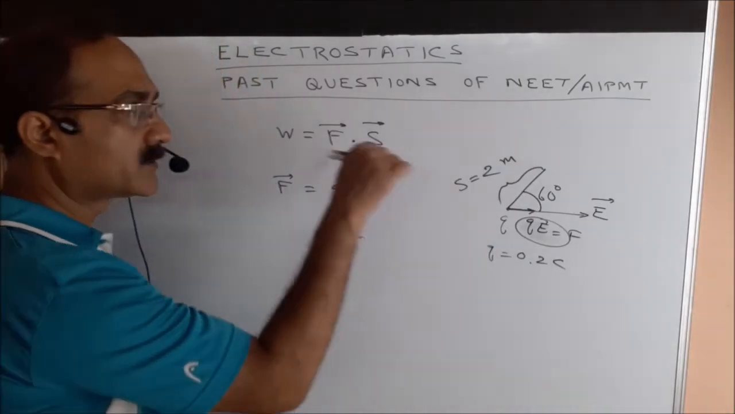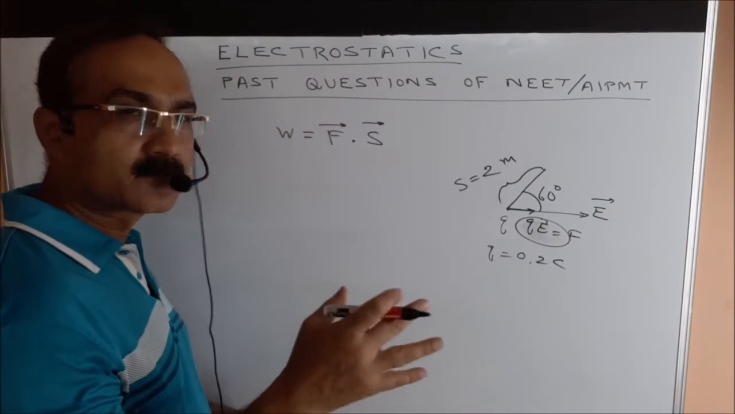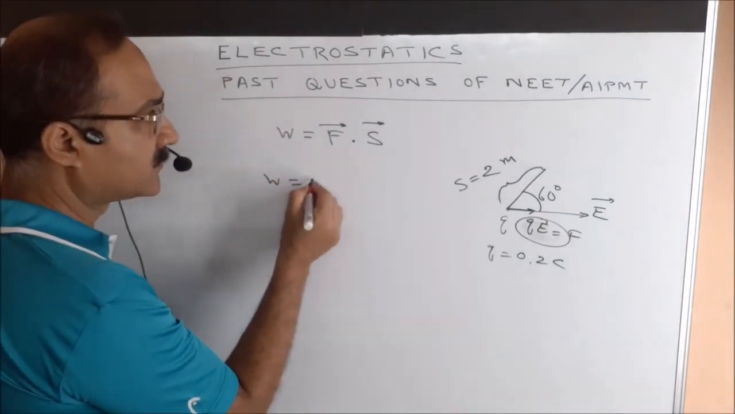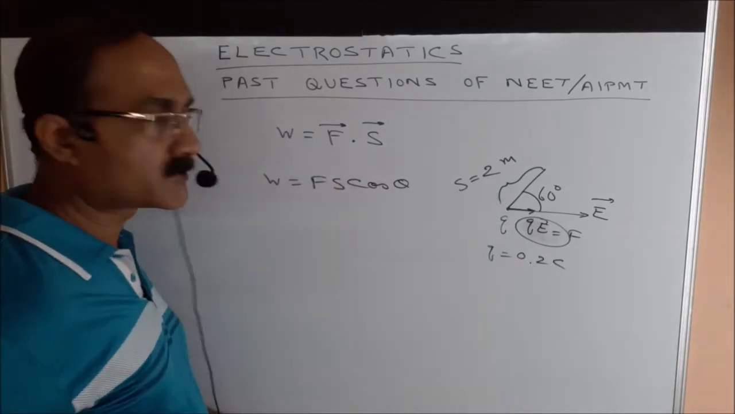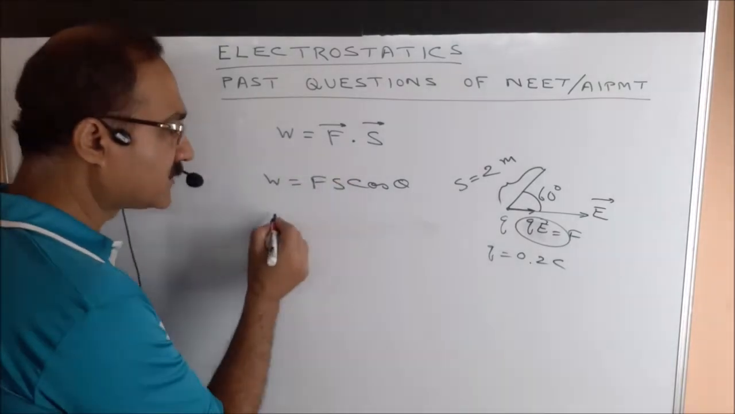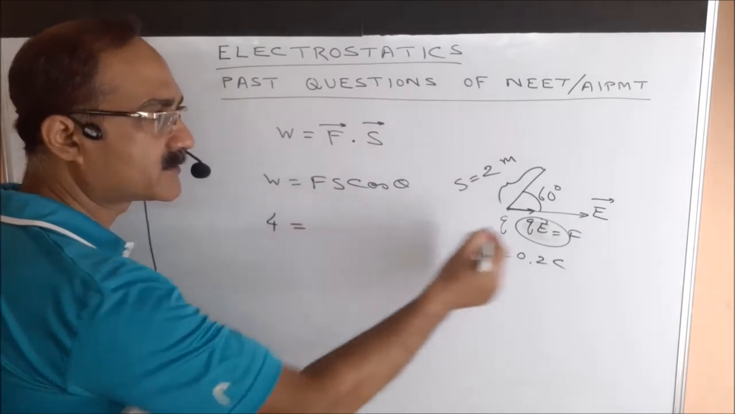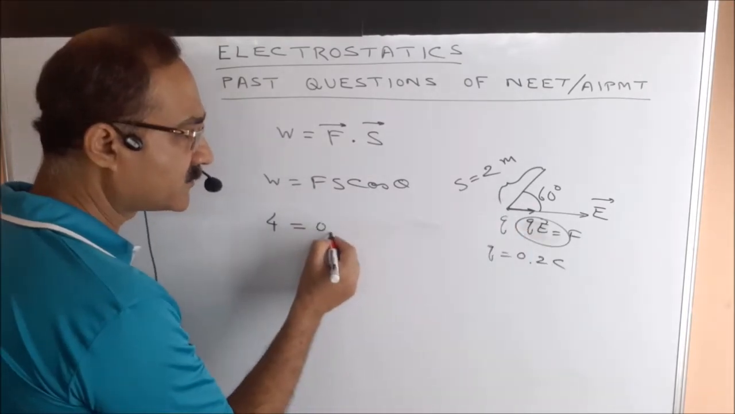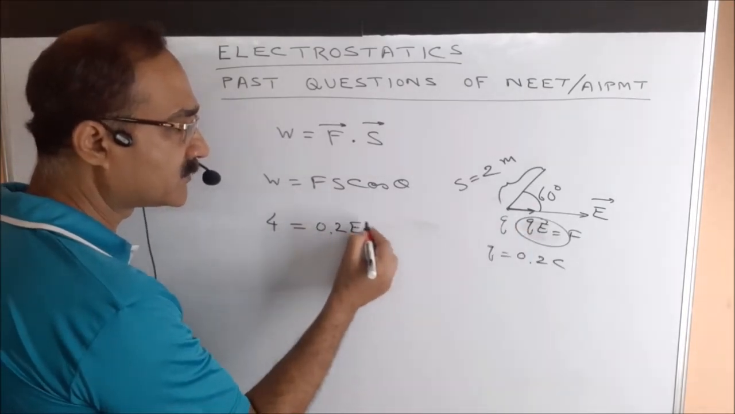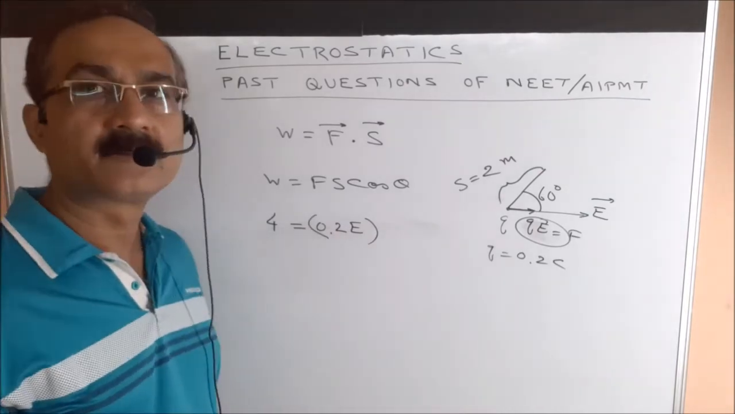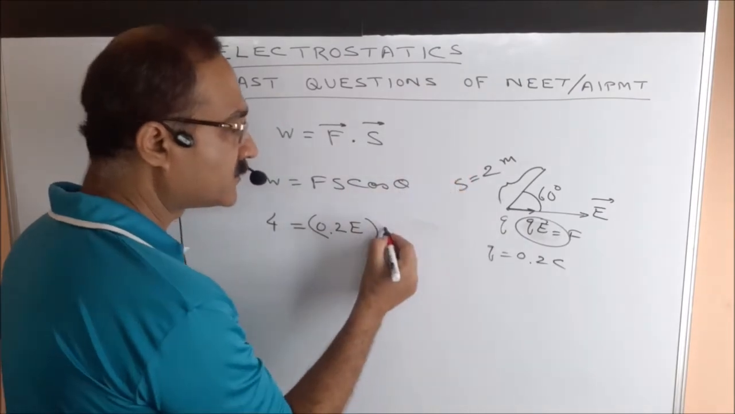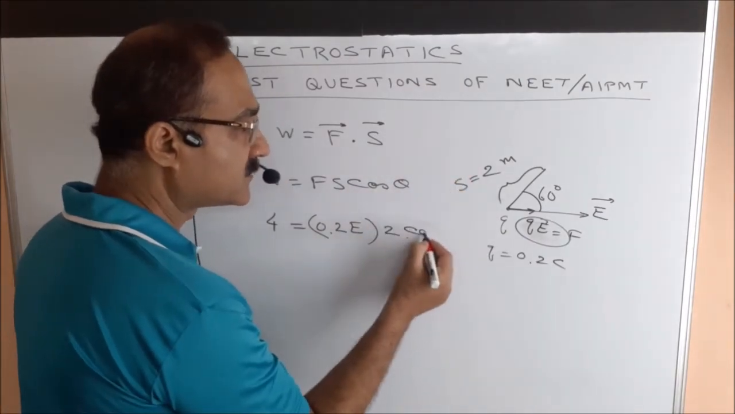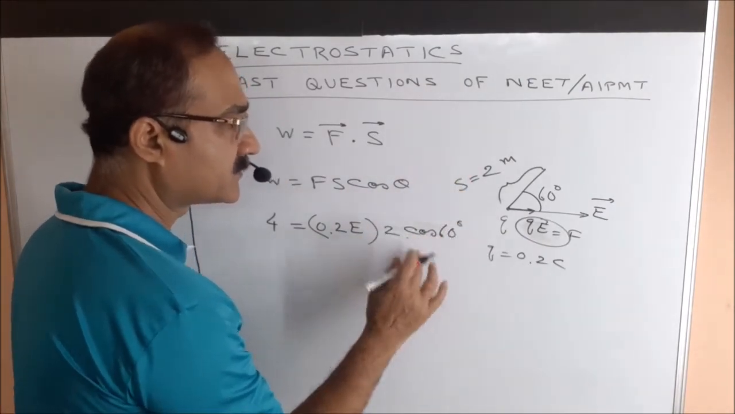So we simply put it in this formula. What do we get? W equal to F s cos theta, the dot product. So W is given to be 4 joule. F is QE. Q is given to be 0.2, into E. This is the force acting along this direction. Displacement is given to be 2 meters. Theta is given to be 60 degrees.